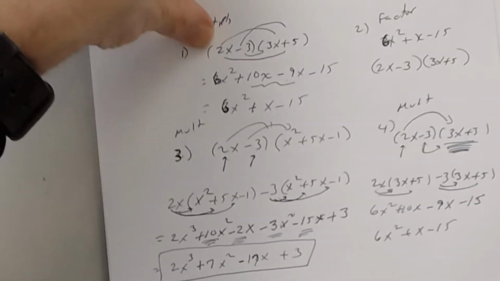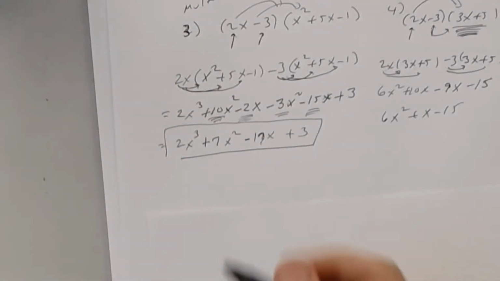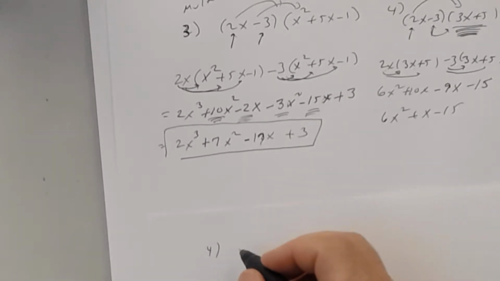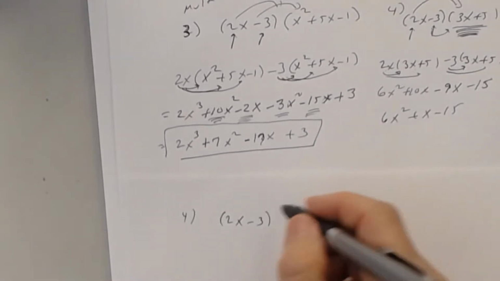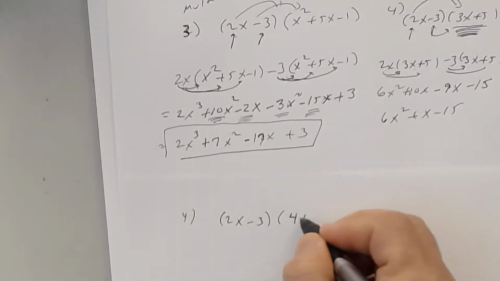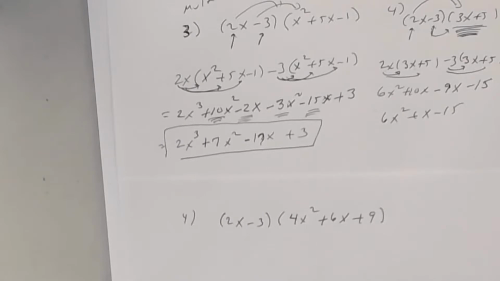All right, now let's look at this one. Listen carefully to this. What if I had number 5 and I want to multiply this out? So suppose I had 2x minus 3, and then times 4x squared plus 6x plus 9. Let's suppose I had that instead. So write 2x minus 3 times 4x squared plus 6x plus 9. Okay? Can I use the FOIL method? No, I have to use the distributive property.